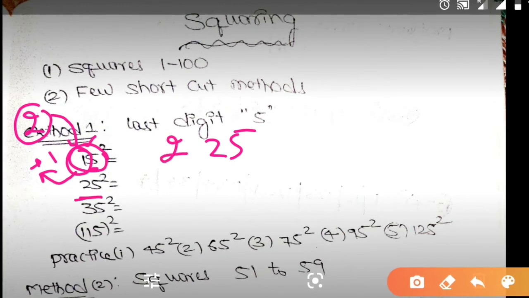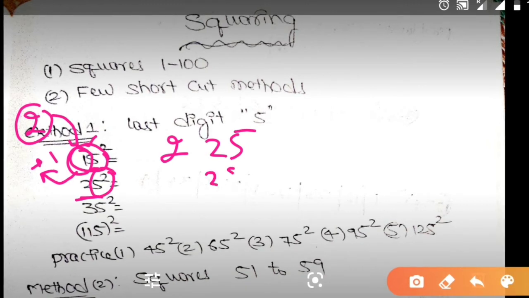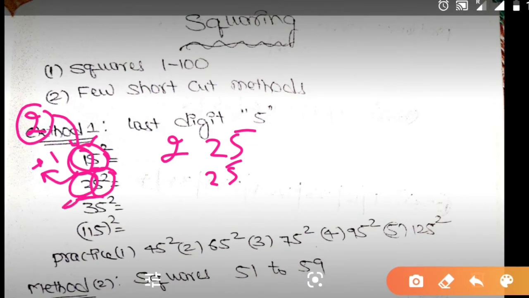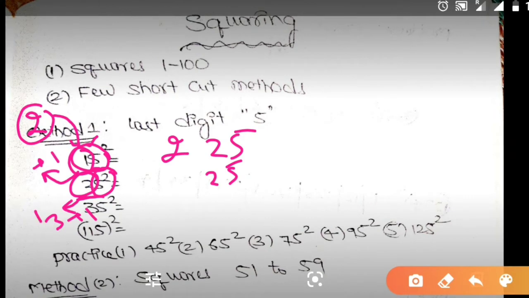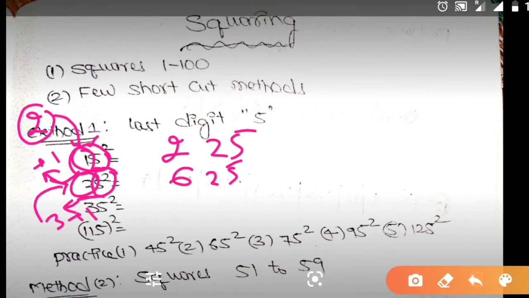Again for 25 squared, do the unit digit square: 5 squared is 25. Here we have 2, increase 2 by 1, so we get 3. Multiply this 3 with this 2: 3 twos are 6. 625 is the answer.